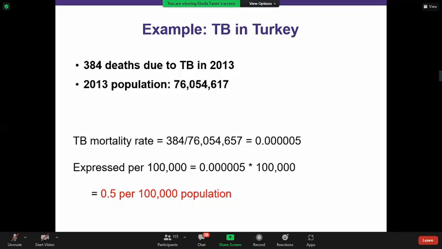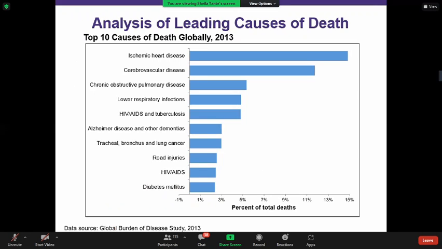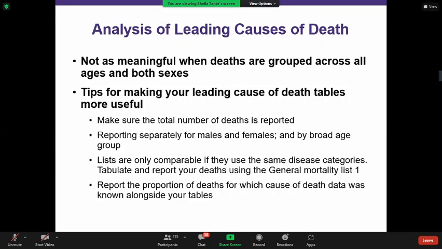Very good. Okay. So here's the analysis of leading causes of death. In analysis of leading causes of death, it's not as meaningful when deaths are grouped across all ages and both sexes. So in making your leading cause of death tables more useful, make sure that the total number of deaths is reported, okay? And there should be a separate reporting for males and females and by broad age groups, okay?